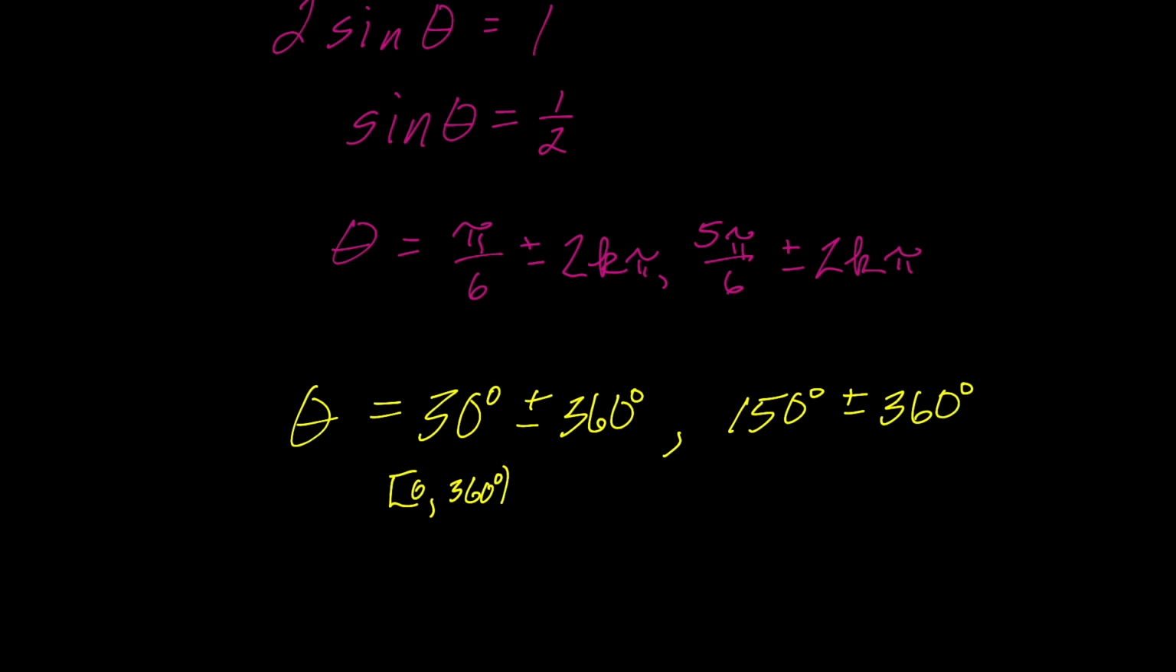So if you're asked for pi over 6 and 5 pi over 6 radians, sometimes it's helpful to work with what you're more familiar with, solve it for degrees, and then switch it back into radians.